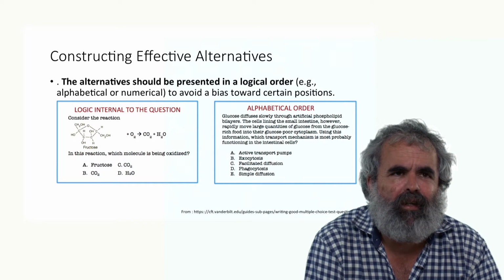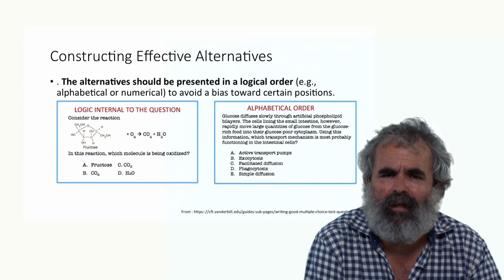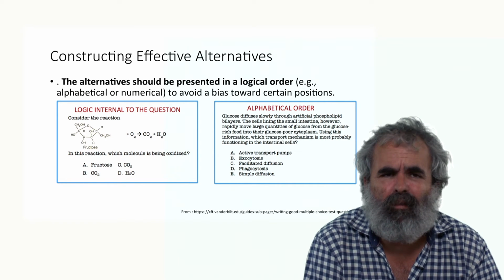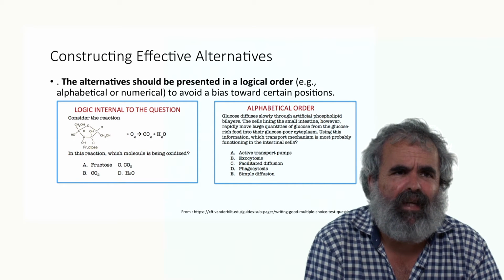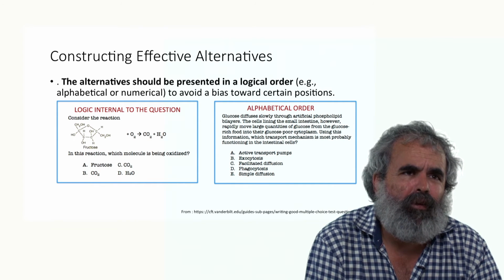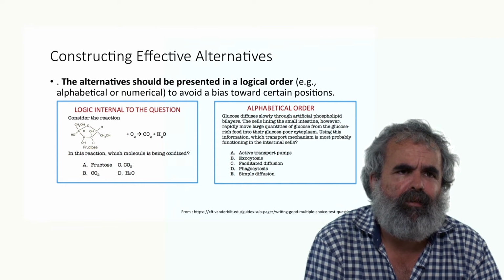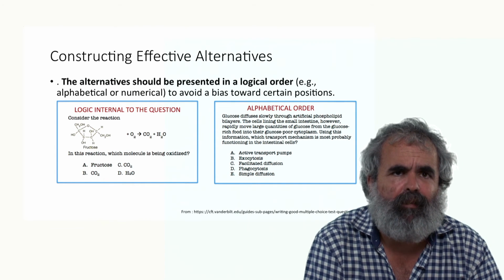Alternatives should be presented in a logical order, such as alphabetical order. Basically, what we're doing here is we're not creating a hierarchy of something that's more likely to be the correct answer. So we've used alphabetical order in the second example here. In the first example, we've just used the structure of the question. So you've got the molecule plus O2 goes to CO2 plus H2O, so our answers are listed in that way. A, fructose, B, CO2, etc., etc.